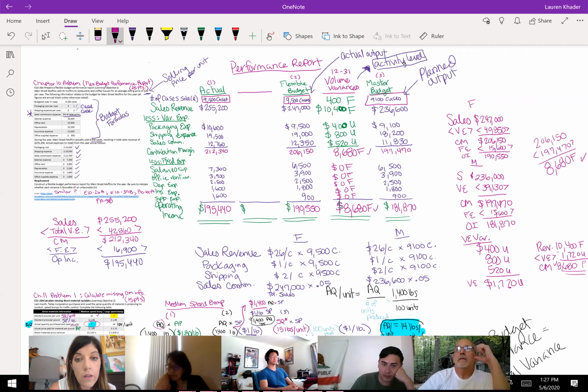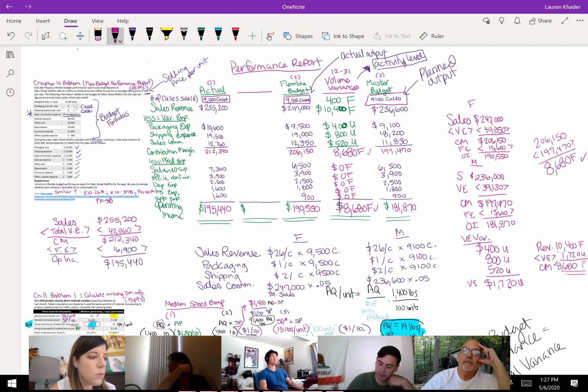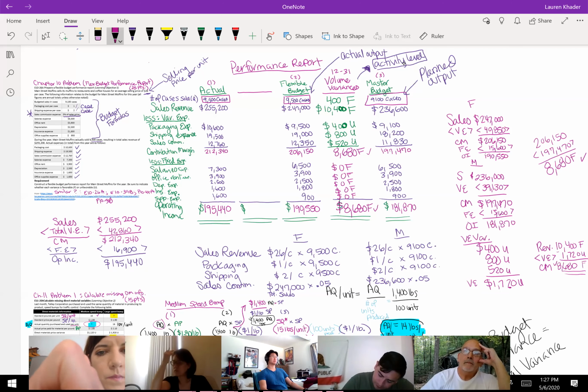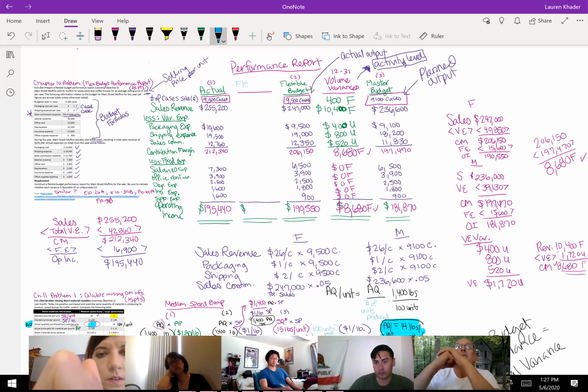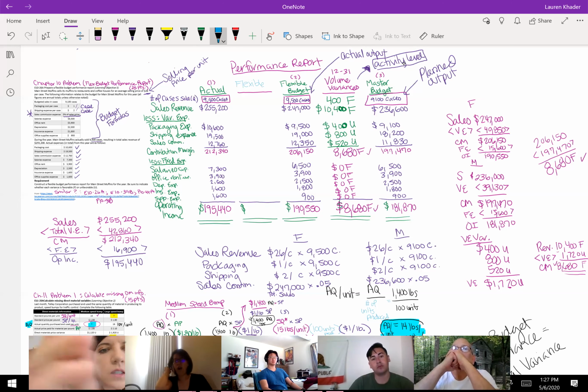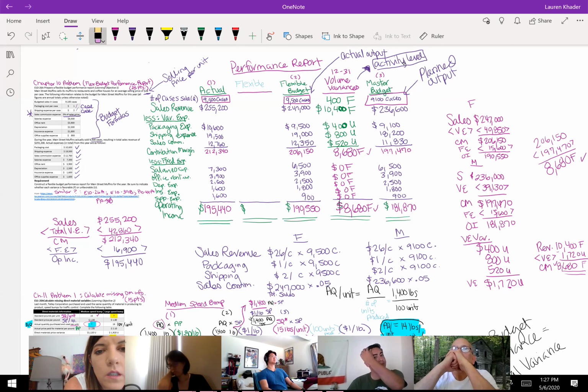The last one actually makes a difference. This is the flexible budget variances. And if you were a manager, this is what you're paying more attention to than the volume variances, because this is telling us how well we did. So flexible budget variances. I'm going to use a different color.